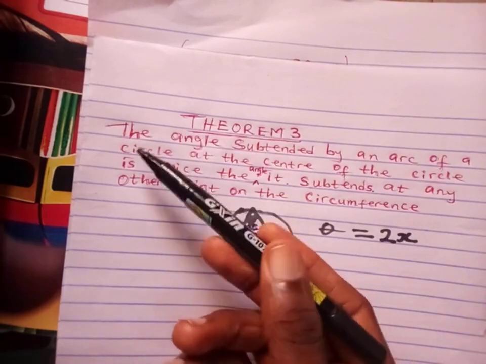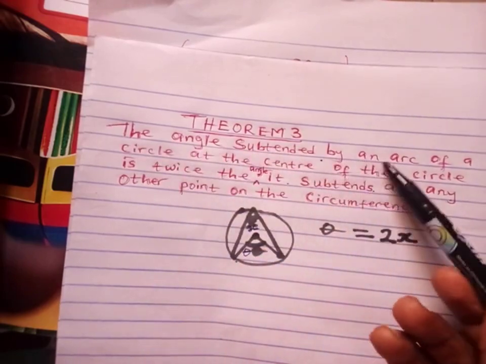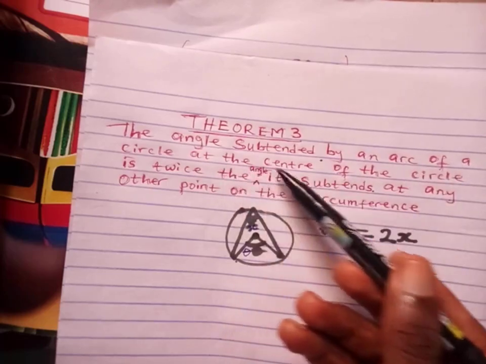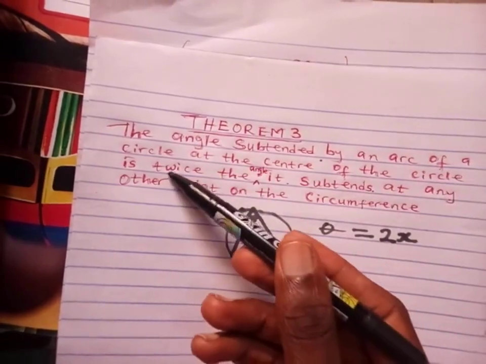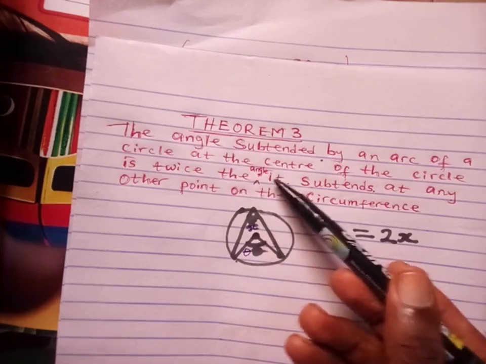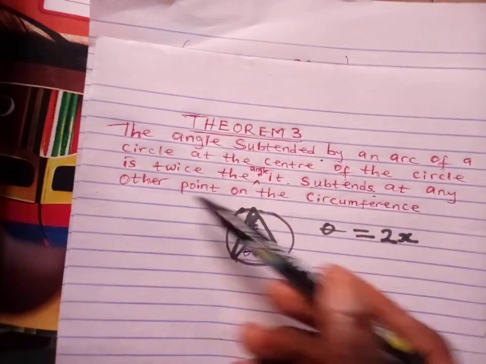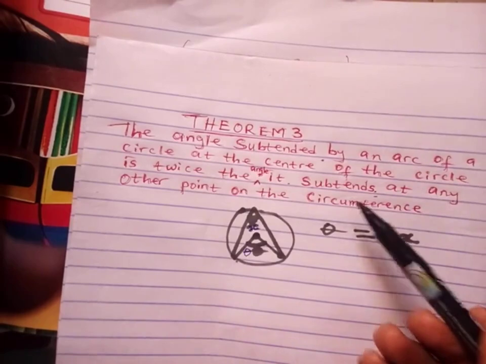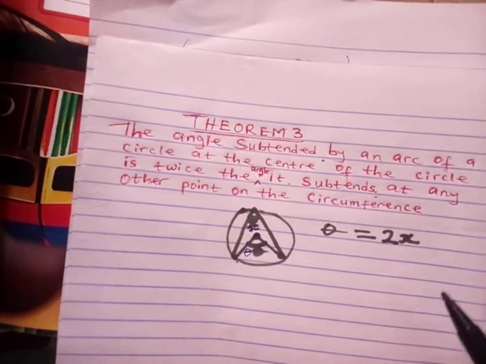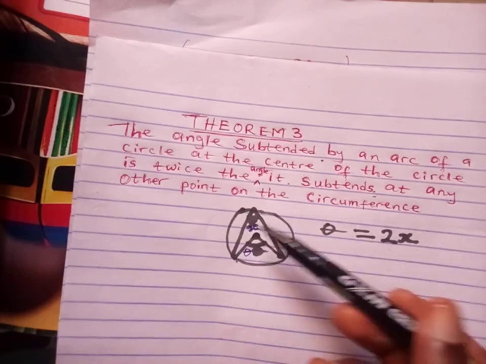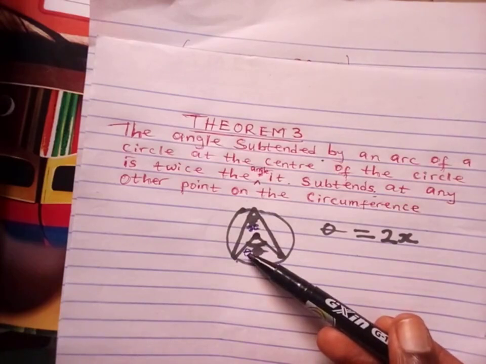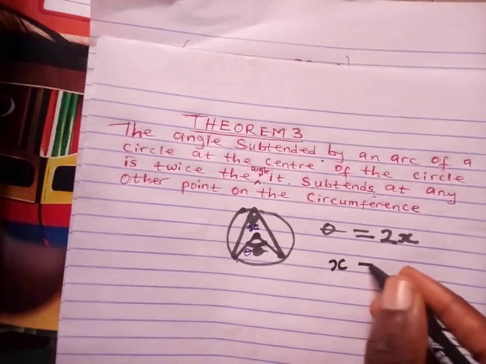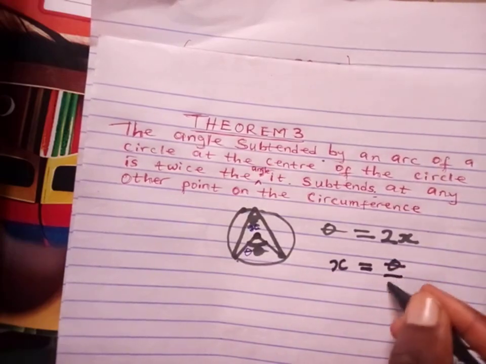Let me read the law again. It says the angle subtended by an arc of a circle at the center of the circle is twice, that is 2 times, the angle it subtends at any other point on the circumference. Now, it also means that the angle that is subtended at the circumference is going to be half the angle at the center. So it means that x is going to be equal to theta over 2.